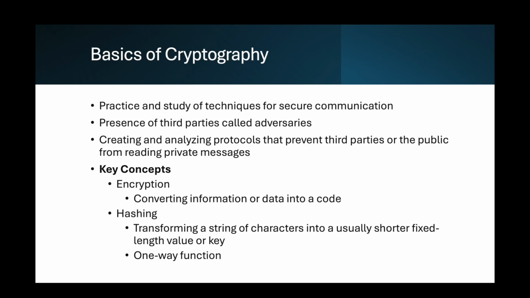Key concepts: encryption, the process of converting information or data into a code, especially to prevent unauthorized access. Hashing, transforming a string of characters into a usually shorter fixed-length value or key that represents the original string. Hashing is a one-way function, meaning it cannot be reversed.